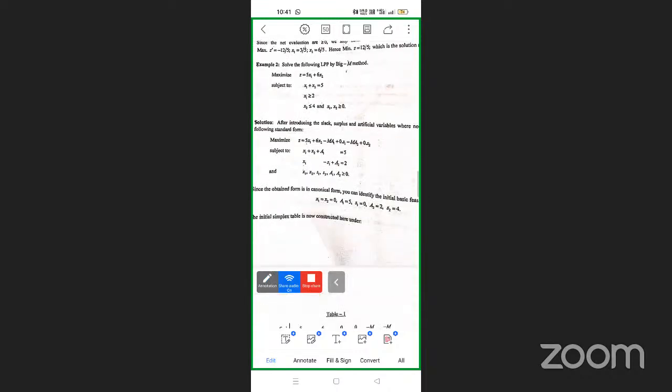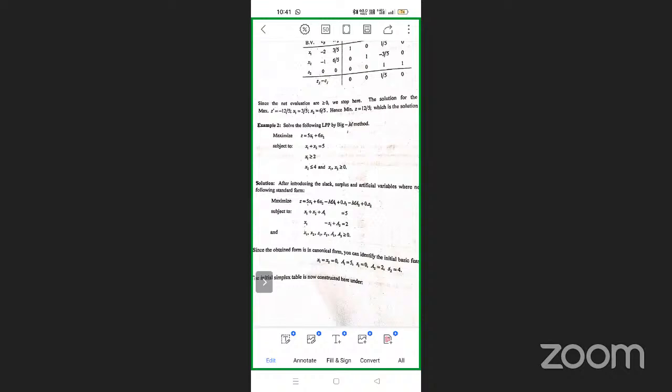So next, another example. Solve the following LPP by the big M method. Maximum of z equals 5x1 plus 6x2 subject to the constraints: x1 plus x2 equals 5, x1 greater than or equal to 2, x2 less than or equal to 4, and x1, x2 greater than or equal to 0.